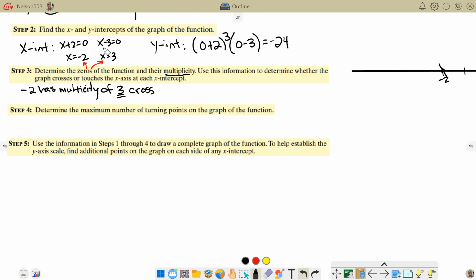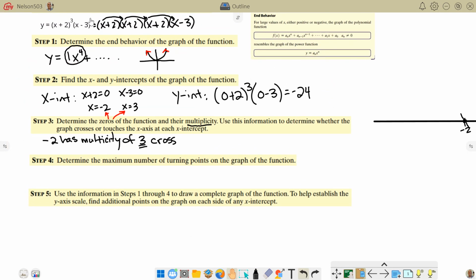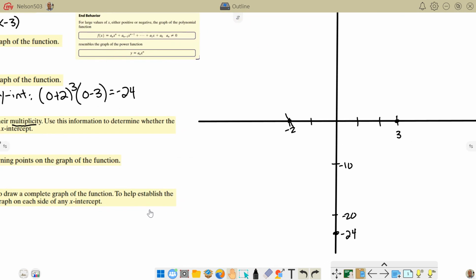What's the multiplicity on the x minus 3 factor? The x minus 3 factor right there has a 1 on it, right? So here we go. So 3 has mult, I'm just going to abbreviate this, mult equal 1, which means it crosses again, okay? If it was an even, it wouldn't cross over, it would come down, touch, and go back up. Okay, so this is a touch, this one was a cross, right? So both of our x-intercepts are crossing here.